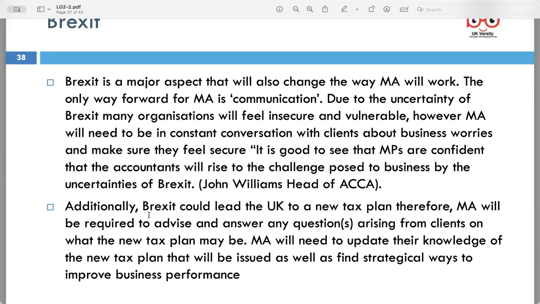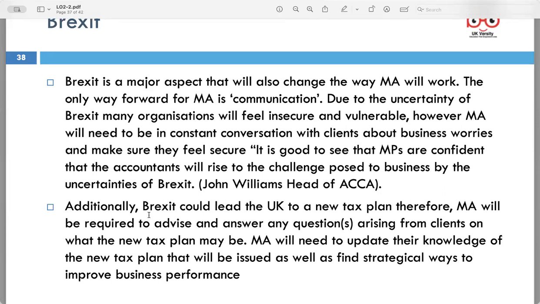So it is encouraging to see that members of Parliament are convinced that accountants will be able to meet the challenges that the uncertainties brought about by Brexit would provide the businesses. The head of the ACCA is John William.